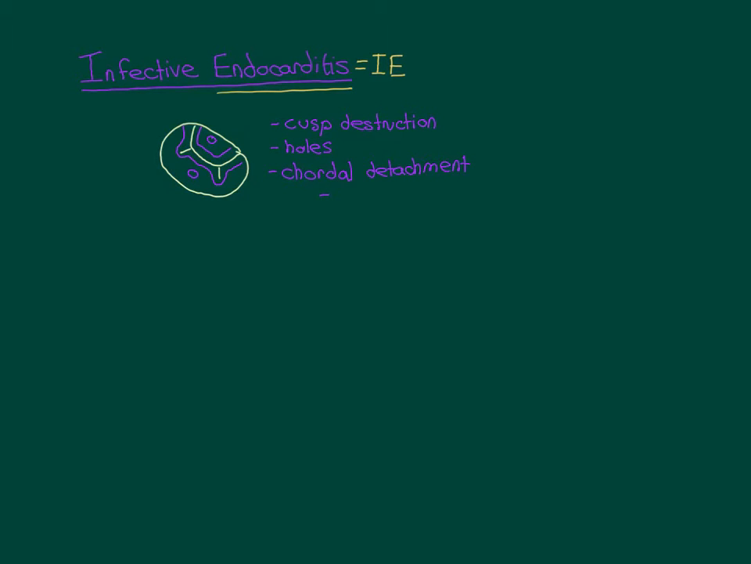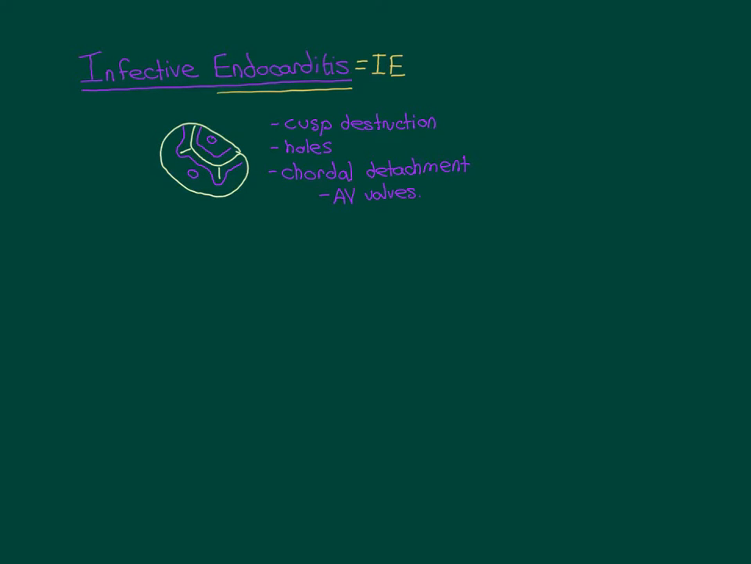So chordal detachment is another consequence of infective endocarditis spreading to the heart valves, and of course this is only relevant for the atrioventricular valves. The semilunar valves don't have chordae tendineae attaching to them, so that's not relevant there. Just the holes and the cusp destruction are relevant there. So, putting this all together then, if this was to happen to a heart valve, what do we imagine that is going to cause to the heart valve?